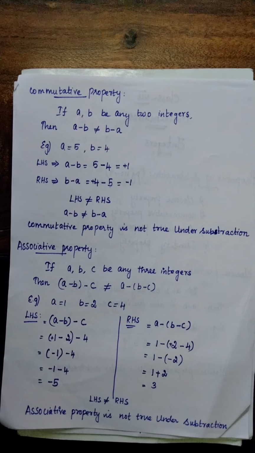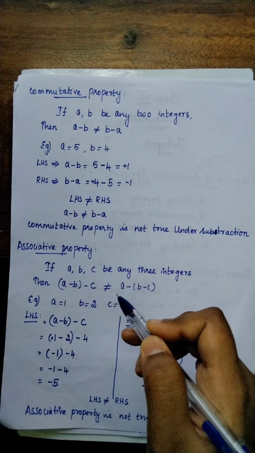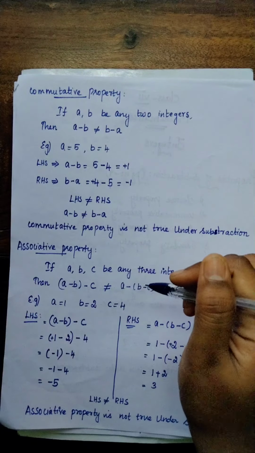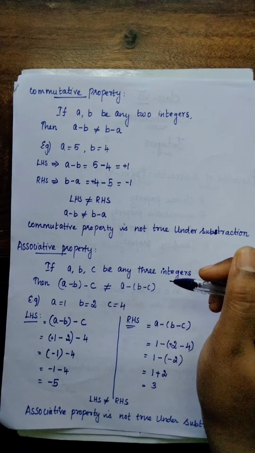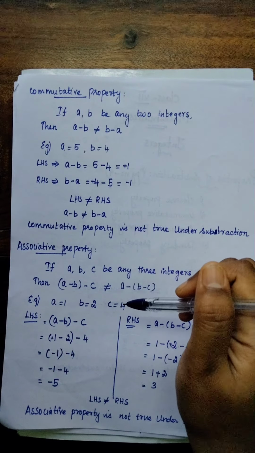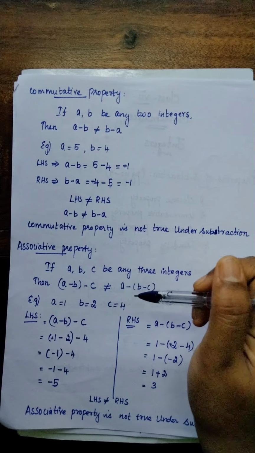For the associative property, we are going to take any three integers. If a, b, c be any three integers, then a minus b minus c is not equal to a minus b minus c, with the grouping different. Okay, the value for a is 1, the value for b is 2, and the value for c is 4.